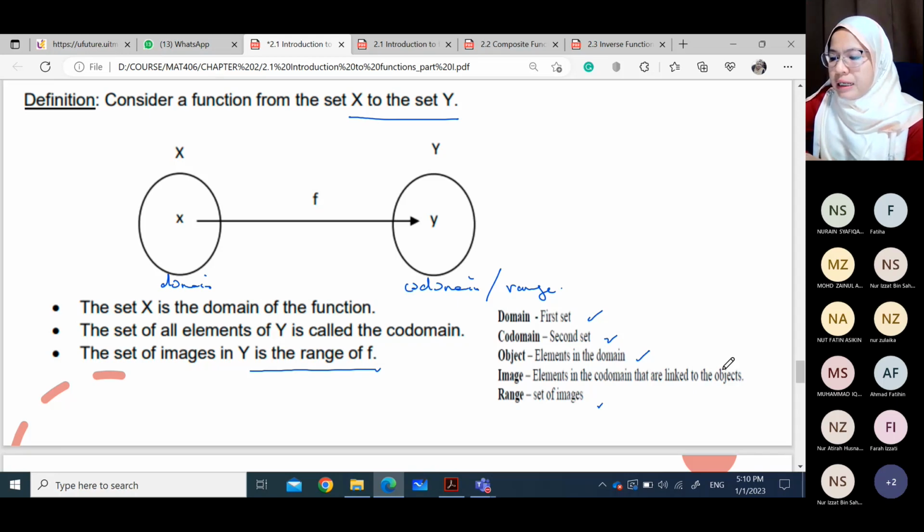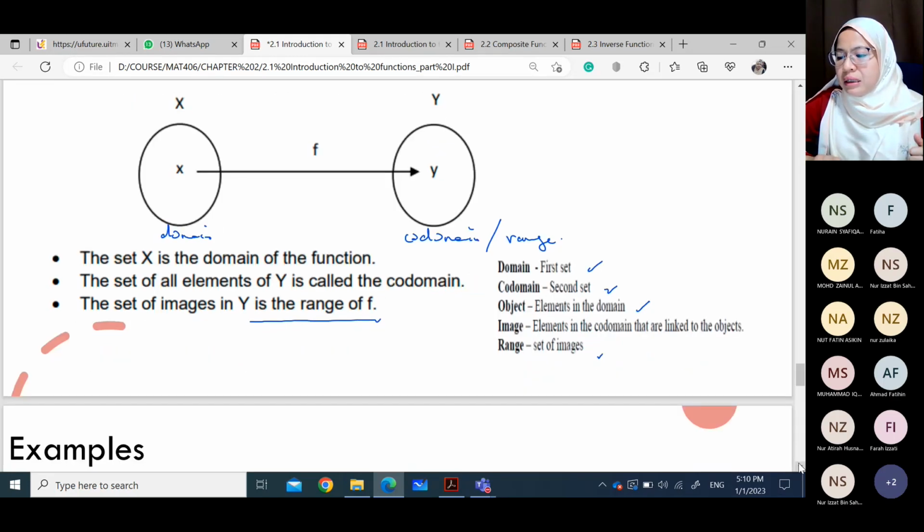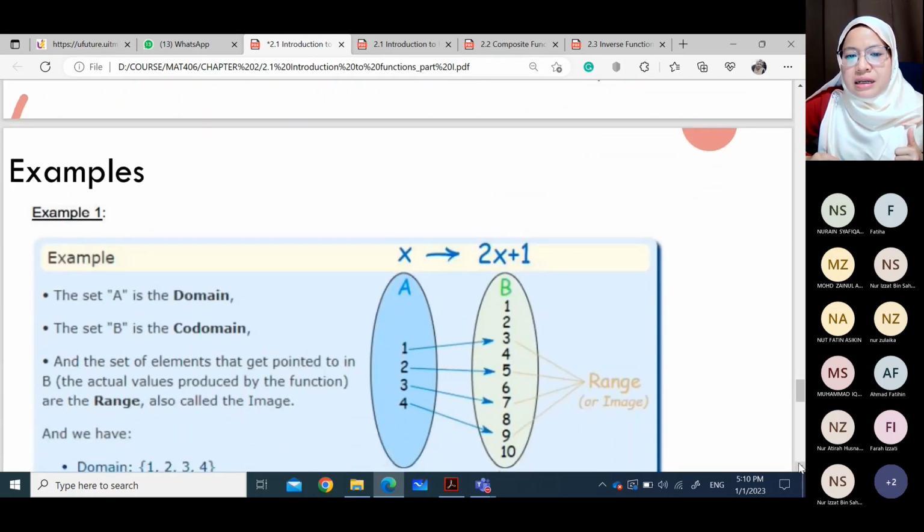Okay. Right, ini semua definition ni penting lah untuk kita faham. So bila kita faham, kita mudahlah untuk kita selesaikan masalah yang berkaitan dengan image, yang berkaitan dengan function, yang berkaitan dengan relation, domain, codomain and so on. Right? Right, so now we look at this example.